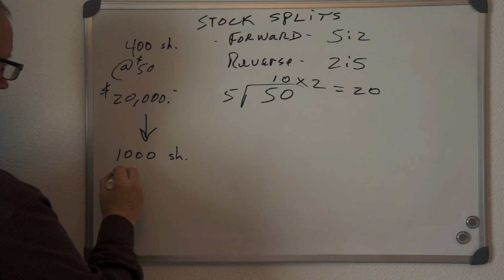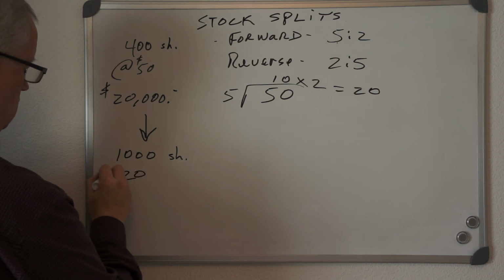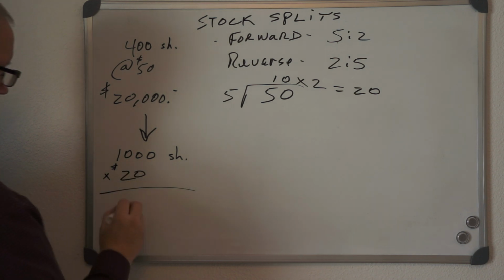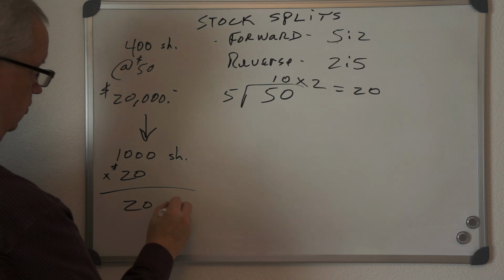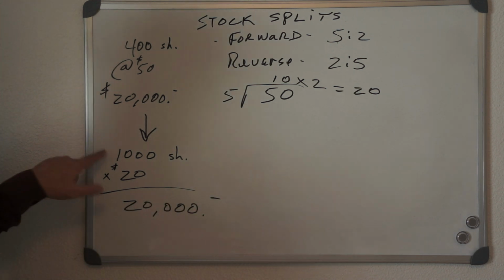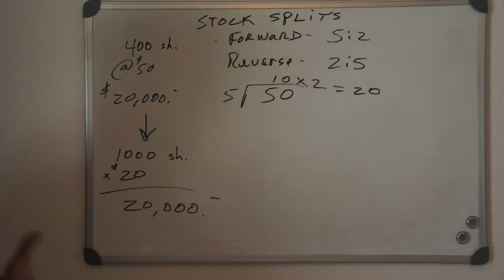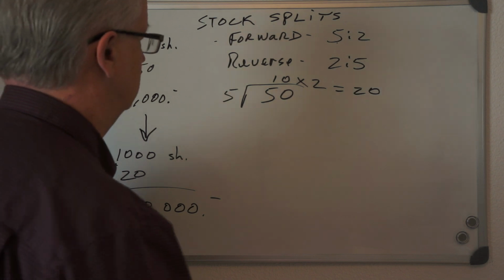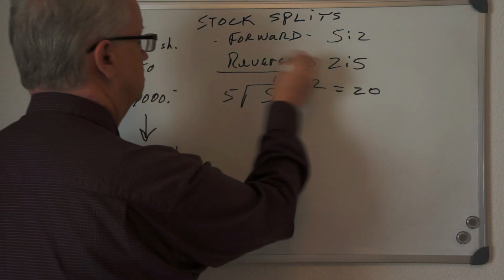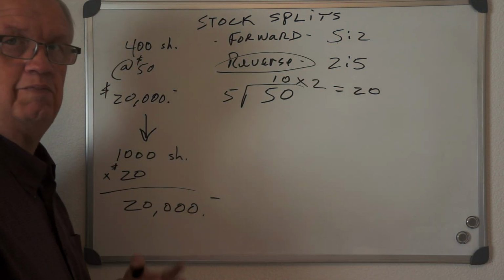So now we've got $20,000: 1,000 shares at $20 as opposed to 400 shares at $50. The same value. There's no tax consequence. In a reverse split, we're doing the same thing.